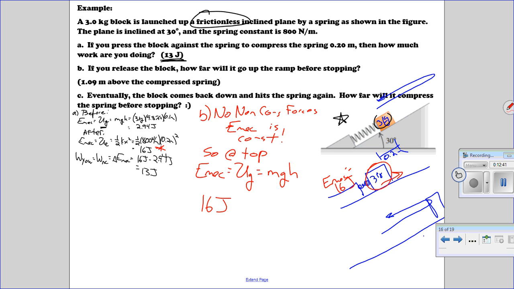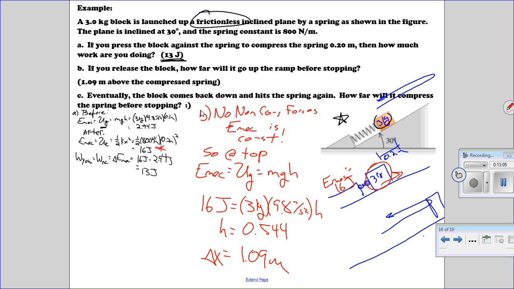So I get 16 joules equals the mass times g times h. Solve for h, and you end up getting 0.544. And then remember, our displacement is just twice that, because of the 30-60-90 triangle. So if you multiply that by 2, you get 1.09 meters. Okay? I like this problem because it's both work. When you compress the spring, you are a non-conservative force doing work, changing the total energy of the system. And then after you let go of it, there are no non-conservative forces, so your total energy is constant.